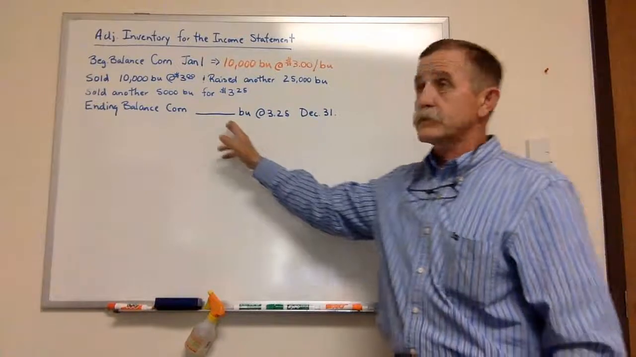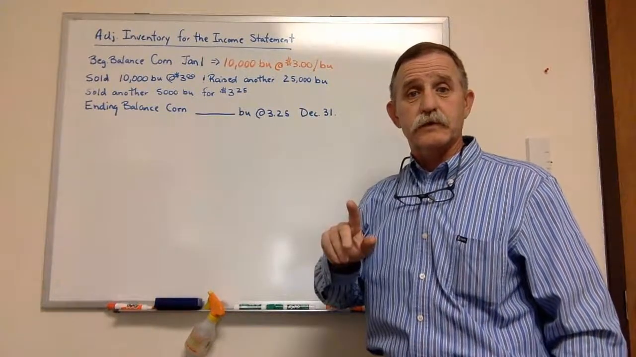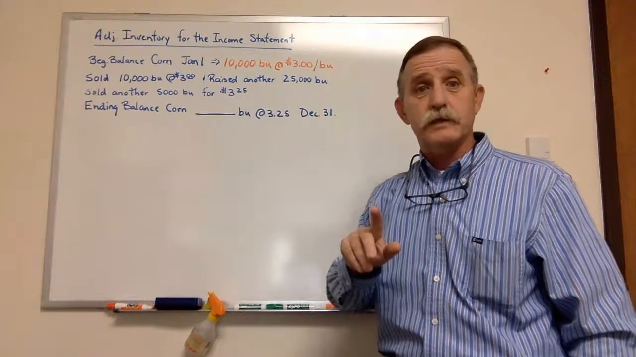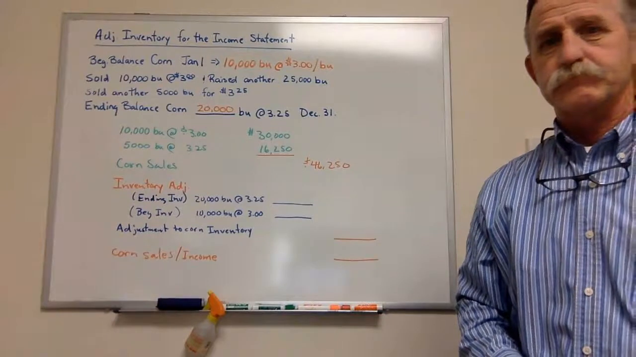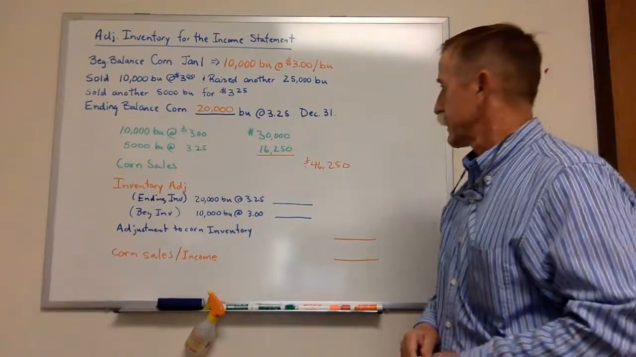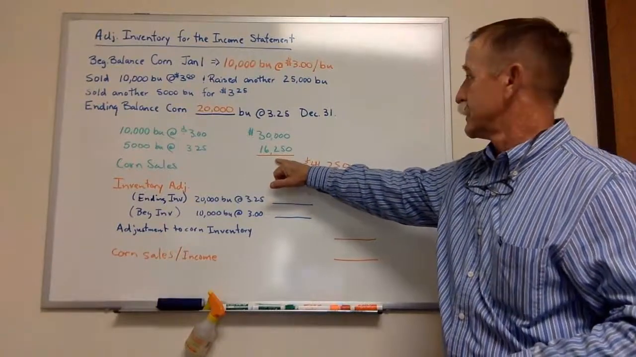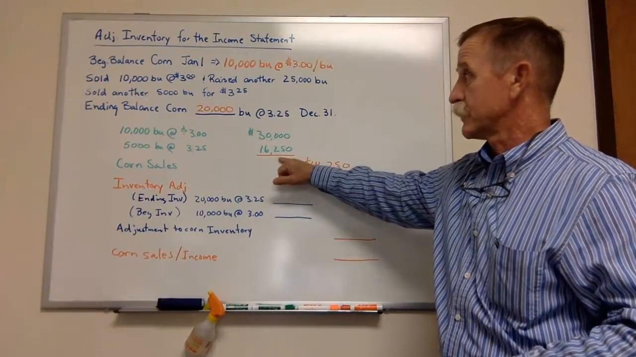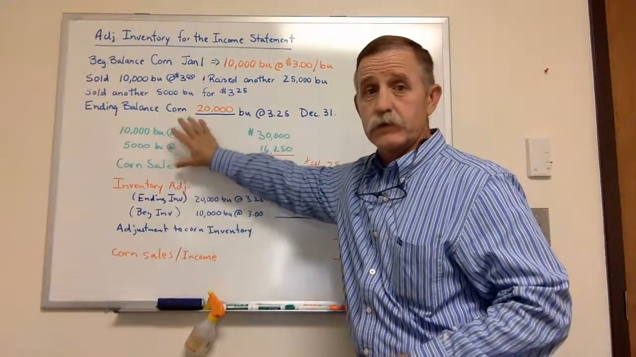So, what's our ending balance of corn? I'm going to pause it here, and you tell me. Okay, we're back. Hopefully you calculated this up. 5,000 bushels times $3.25, $16,250.